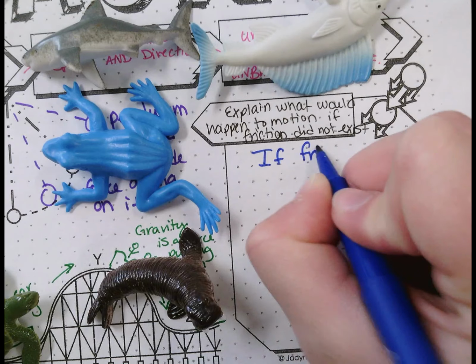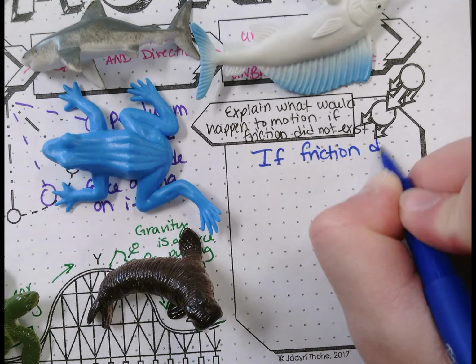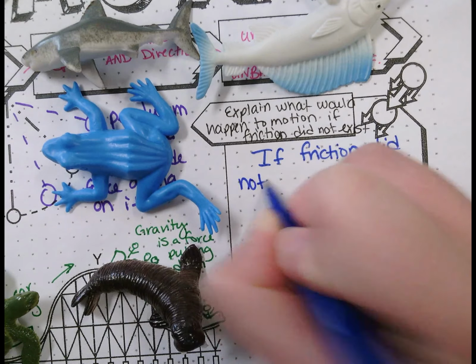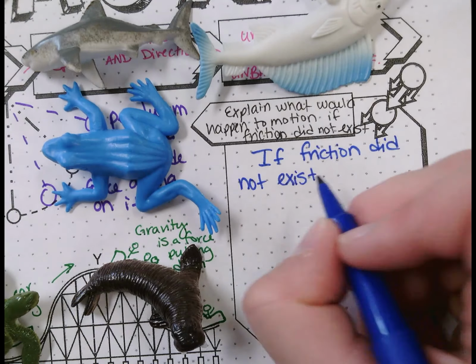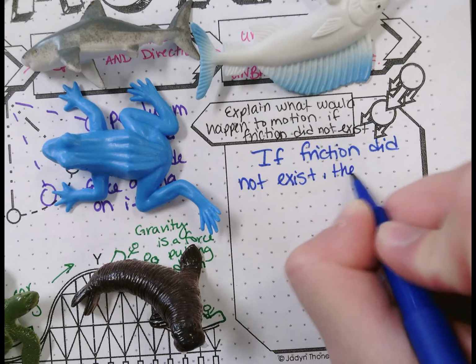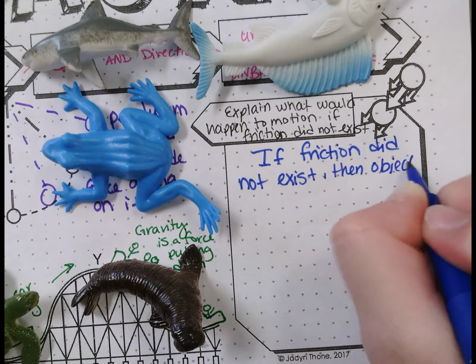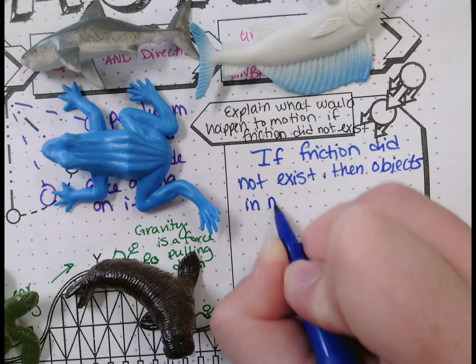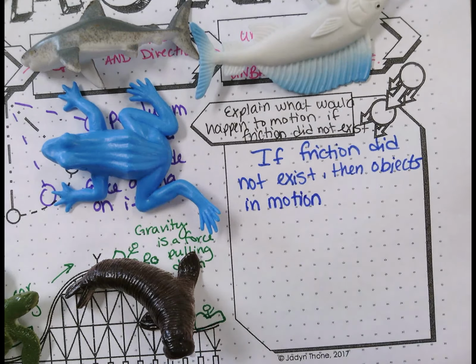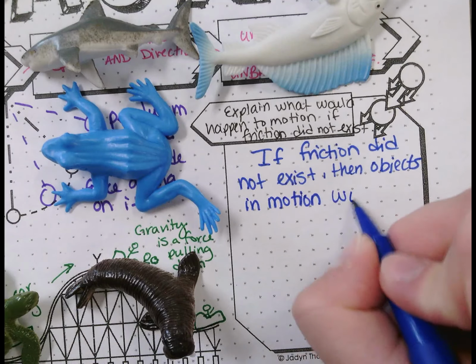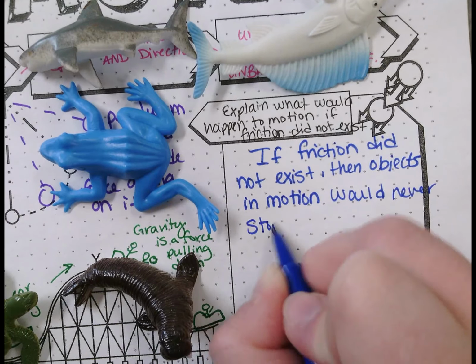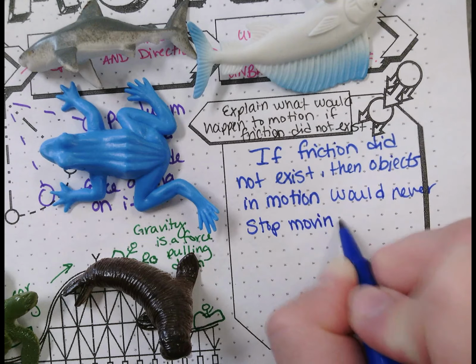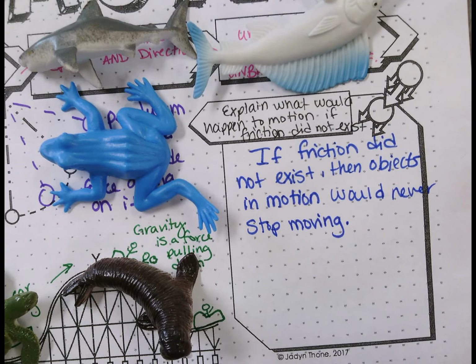If friction did not exist, just restate the question. Then objects in motion would never stop moving. Period. Okay, that's all I gotta put.